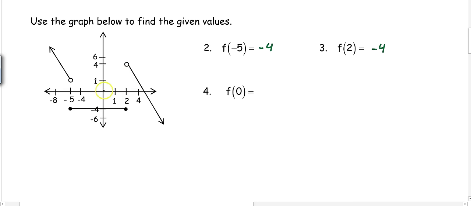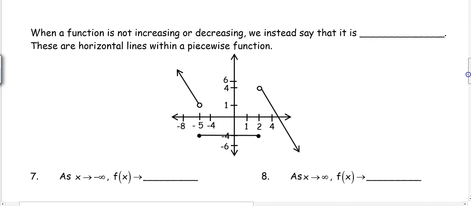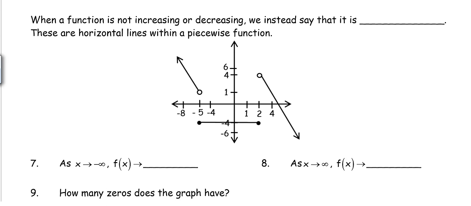F of 0. So here's 0. Here's my graph, which again is at -4. So it doesn't always happen that they're all the same point, but in this case they all have the same y value. So remember how we talked about increasing and decreasing. Another thing that can happen when you are not increasing or decreasing but a flat line is that you are going to say you are constant. So a constant happens when it's a horizontal line within a piecewise function.